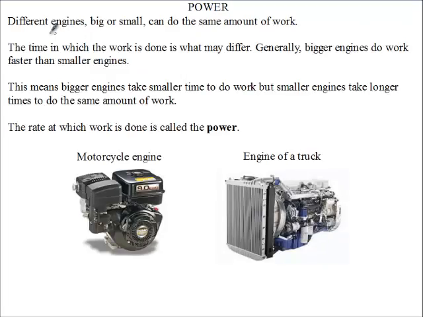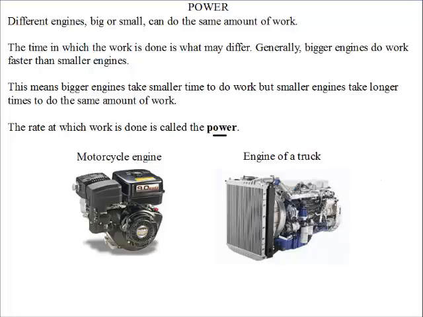Now let's move on to power. Different engines, big or small, can do the same amount of work, but it is the time in which the engines do the work that matters, and that is what we call power. A smaller engine like this motorcycle can do work. It can apply force through a certain distance. It can pull a cart, for example. Okay, but the time in which the work is done determines the power of the engine.